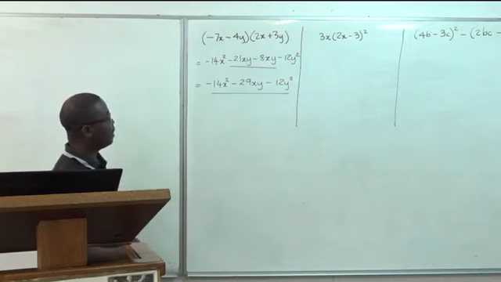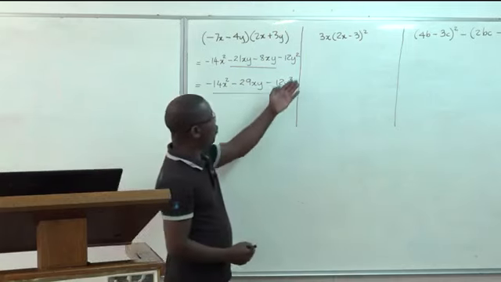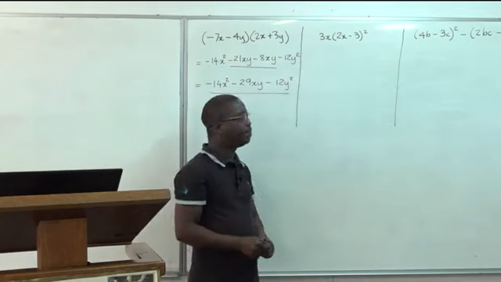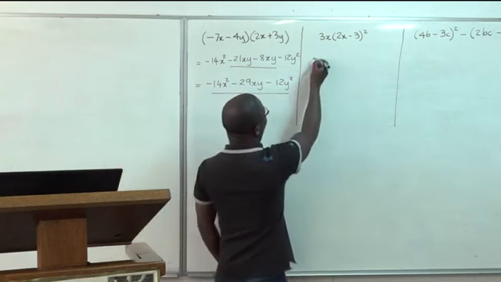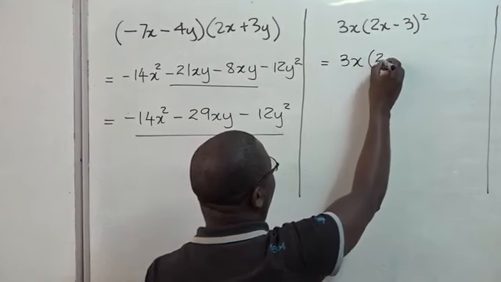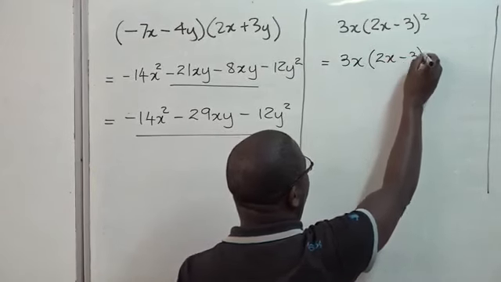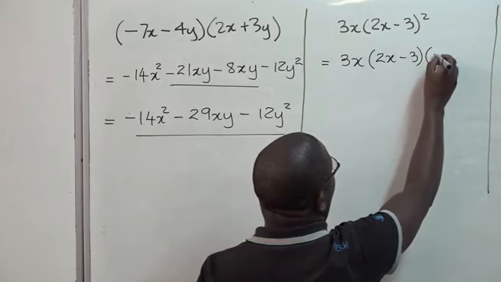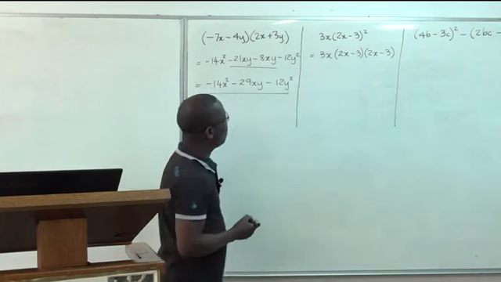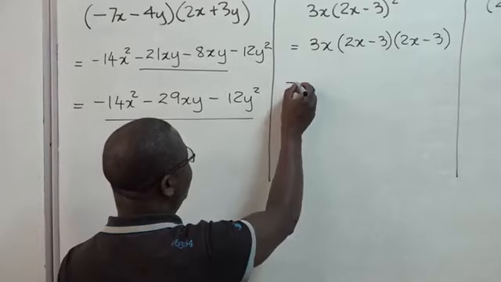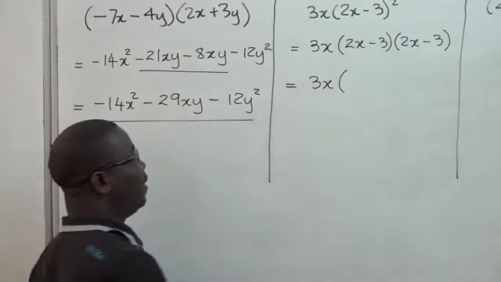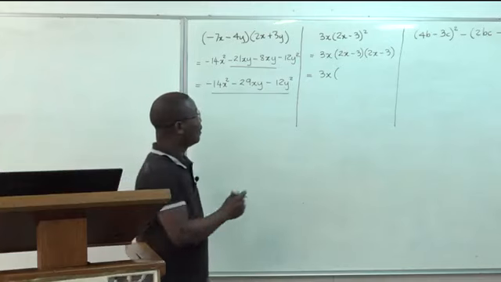For the second expression, we're now involving a monomial and a perfect square in the same example, just to spice up the activity. So this is the same as 3x, and then we have got 2x minus 3 times 2x minus 3. Then what I will do is to keep the monomial first and then simplify the two binomials.